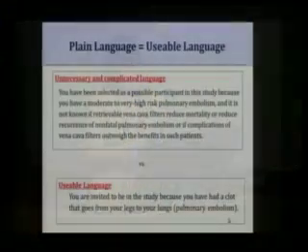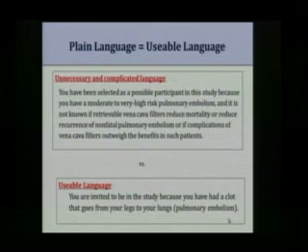So I was going to give you a couple of examples. These are straight up from consent forms. "You have been selected as a possible participant in this study because you have a moderate to very high risk pulmonary embolism, and it is not known if retrievable vena cava filters reduce mortality or reduce recurrence of non-fatal pulmonary embolism, or if complications of vena cava filters outweigh the benefits in such patients."